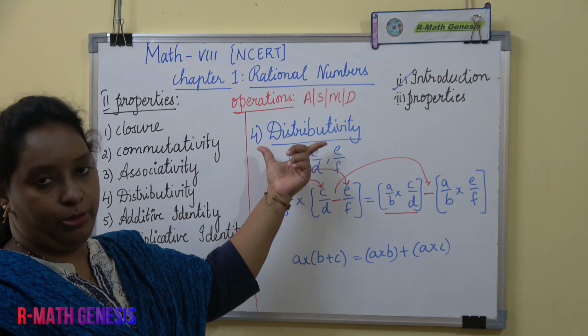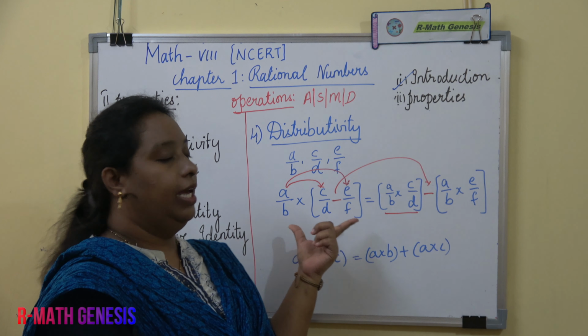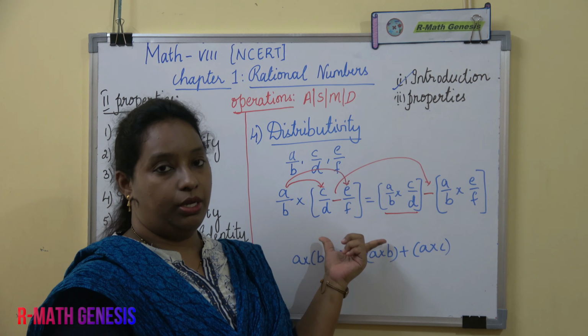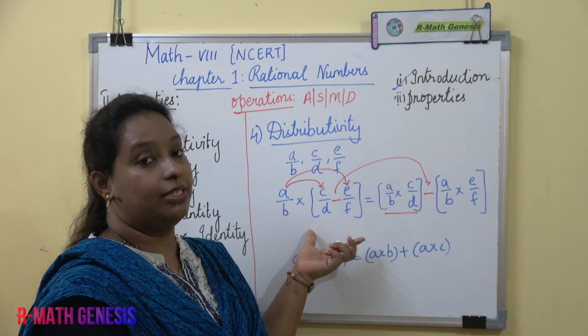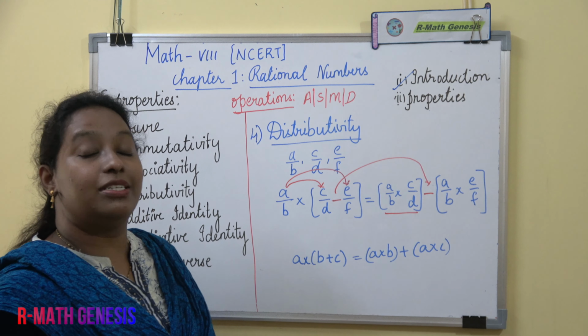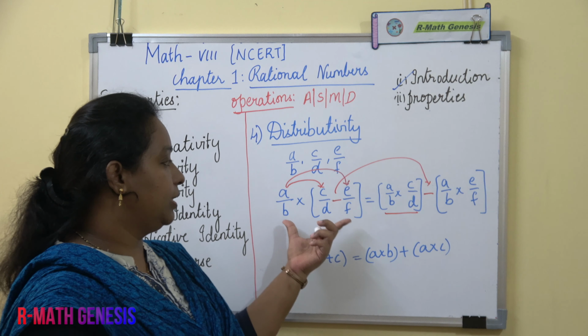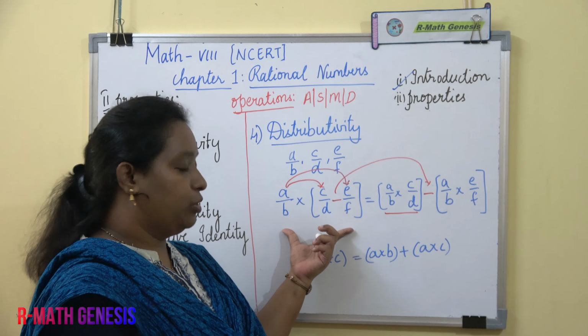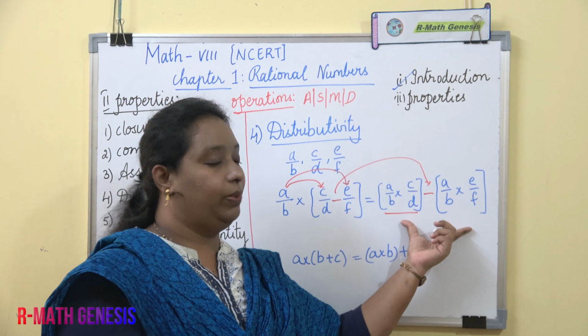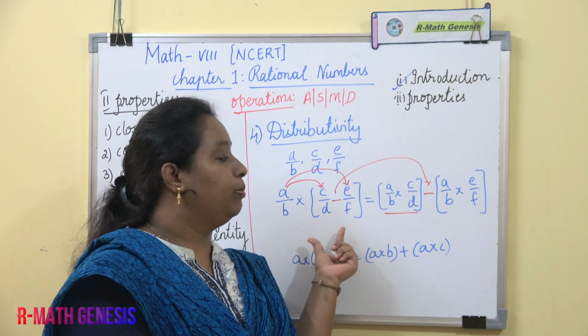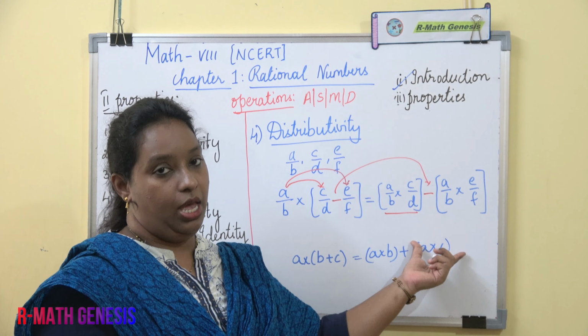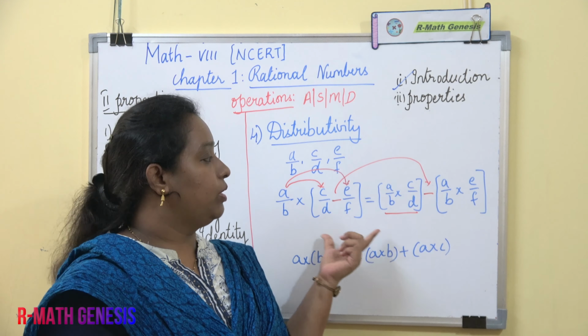So in distributivity, we have to check the equation, or they will give us three rational numbers and we have to check whether they accept the distributivity law. When you solve in this way and when you solve in the other way, both answers should be the same. We'll be solving the distributivity in our coming exercises. Alright, so this is about distributivity.